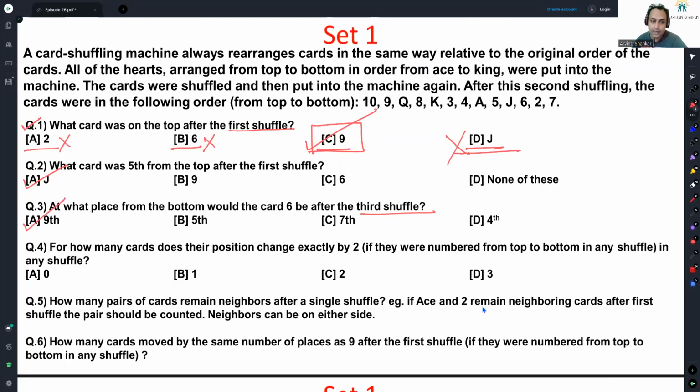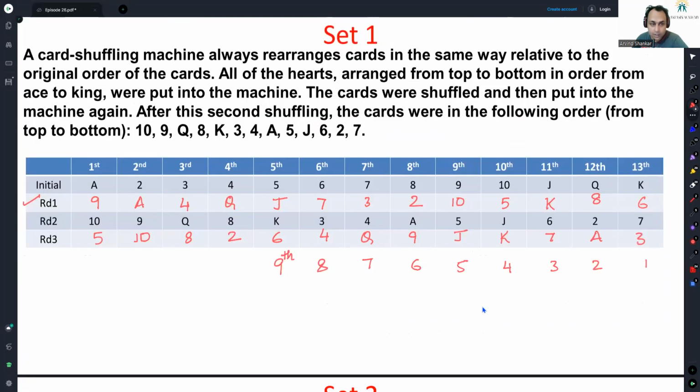So option A again. For how many cards does their position change exactly by 2, if they were numbered from top to bottom in any shuffle? In any shuffle. Okay. So let's see. From initial to round 1, how many cards shifted their position by 2?